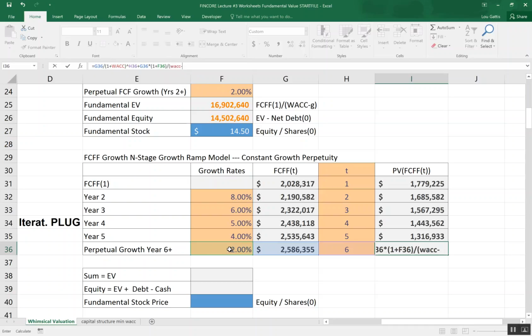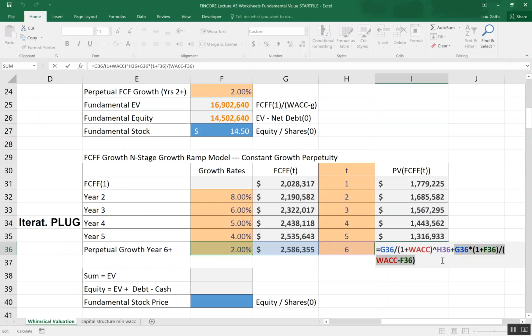Divided by WACC minus perpetual growth rate. So now what this is here is the present value. It's the present value of the year 6 cash flow plus the year 7 cash flow over WACC minus G. So that's the value of all cash flows from year 7 to infinity. However, when you apply a growth perpetuity formula, it gives you the value in the year before, not necessarily the value in year 0.